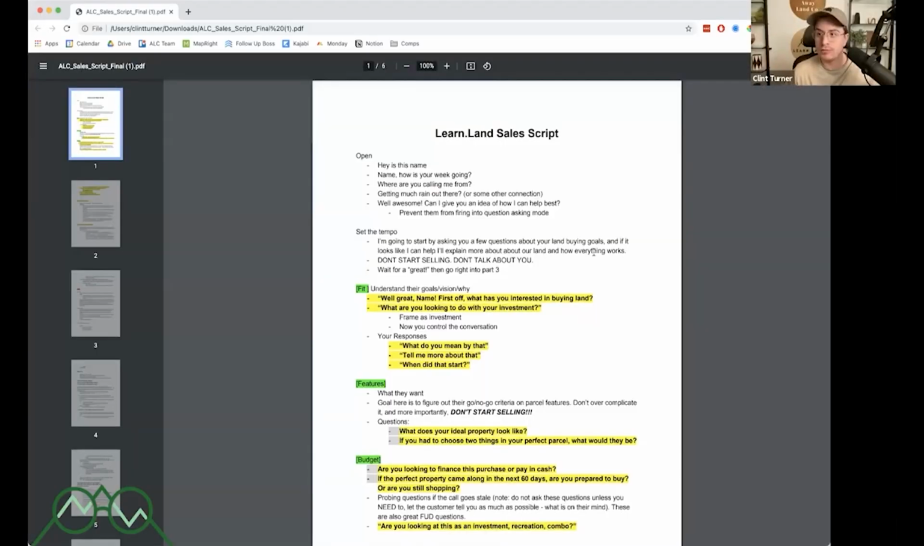All right. So I'm going to go ahead and pull this up. Again, this resource is available for you right next to you. You can push the download button wherever it is close to you. Here's our sales script.